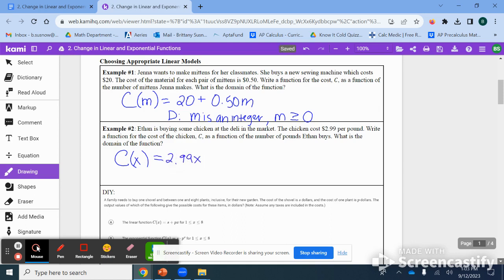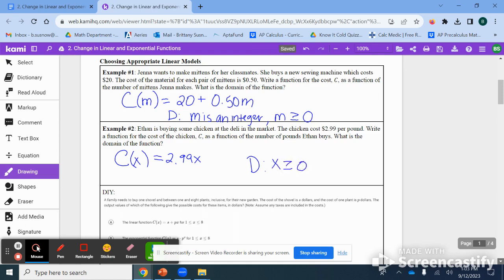Now here's why our domain is different. You can have half a pound. You can have 0.1 of a pound. You can have 2.5 pounds. Now, can you have negative pounds? No, so it's not all real numbers. You could technically have 0 pounds though, because that would be not buying a chicken. So we would say, if you want, you can use interval or the inequalities. X is greater than or equal to 0.